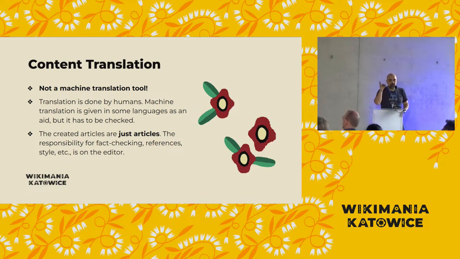Now, a very, very common question about content translation: "Oh, so you're doing something like Google Translate?" And the answer is no. Content translation is not a machine translation tool. It's a tool for creating new articles. It does use machine translation in some cases to make your translation faster. You can enable it, you can disable it. You don't have to use it. The responsibility for the published Wikipedia article is on the editor, just like it is with all the other articles. If you publish a bad machine translation, your translation will unfortunately be deleted. So don't publish bad articles.